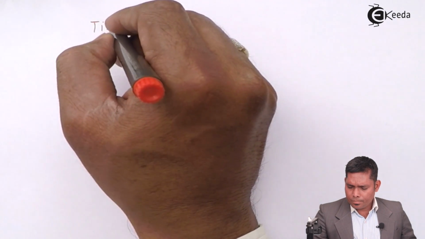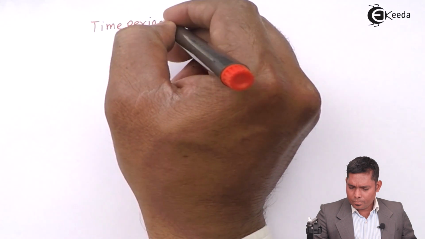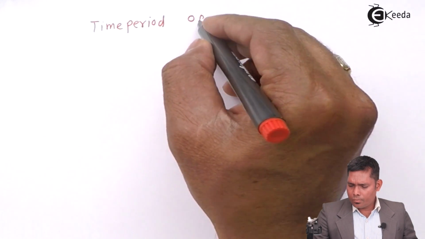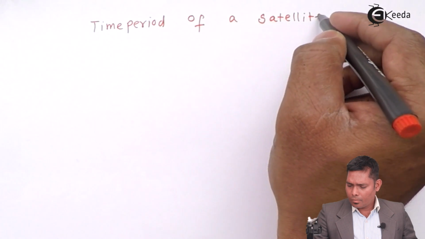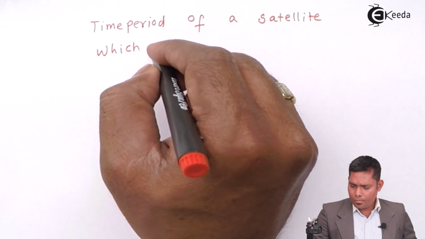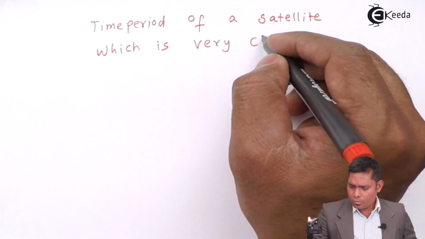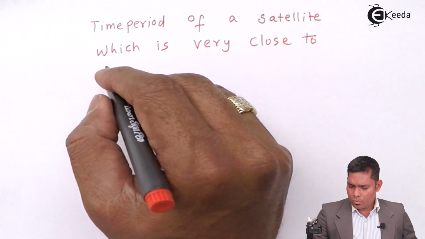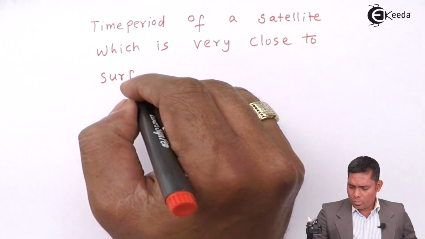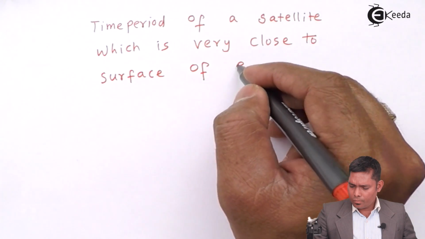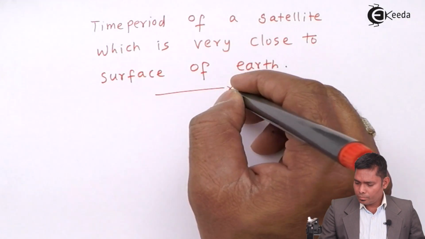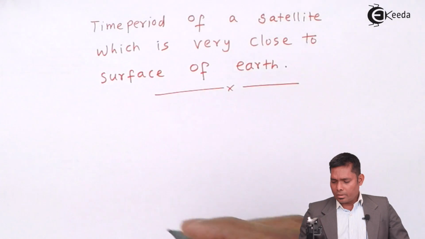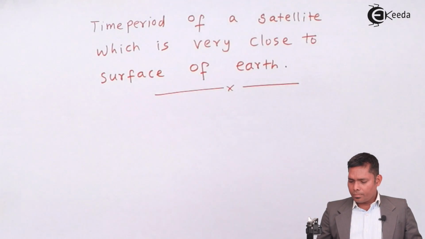Students, let us discuss the time period of a satellite which is very close to the surface of the Earth. Time period of a satellite which is very close to the surface of the Earth.